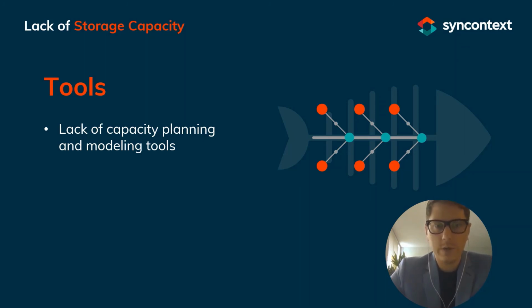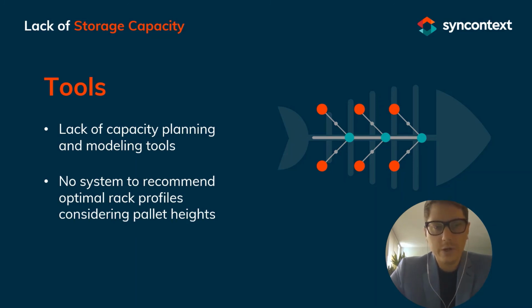No system to recommend optimal rack profiles considering pallet heights. Whether or not your operation reconfigures pallets prior to them being put away, having a system in place to evaluate incoming pallets for the purpose of matching them with the best available pick slot based on height can significantly increase capacity utilization, not to mention greatly influence productivity. In the absence of a system or a tool to assist in this process, it's hard to conduct a proper evaluation, especially in high volume environments.